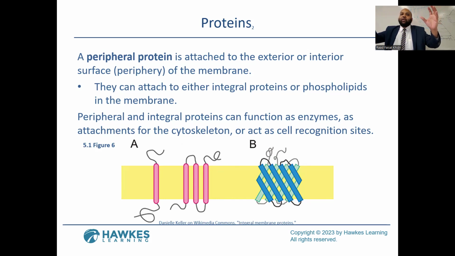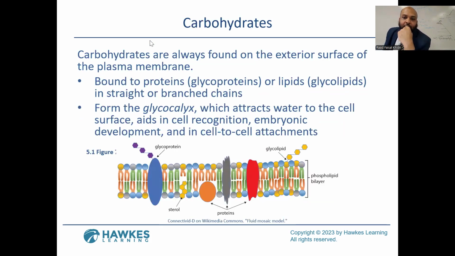The hormone is going to bind an extracellular part of the receptor, and that's going to open the channel. That's going to allow for an intracellular signal transduction cascade. So these peripheral proteins are important for recognizing a particular signal.